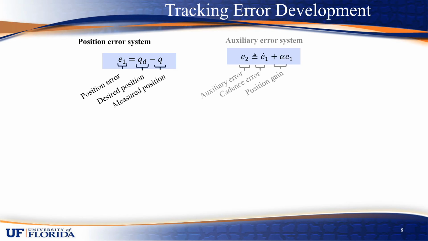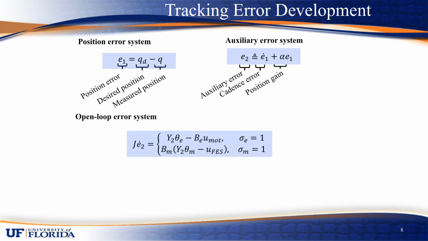This paper has two control objectives. The first is trajectory tracking, and the second is to estimate the unknown parameters of the system. The first control objective is achieved by defining a position error and an auxiliary error system. The position error is the desired position minus the measured position, and the auxiliary system is comprised of a cadence error and a position gain. Taking a derivative of the auxiliary system and substituting in the dynamics yields the shown open-loop error system, where the term Y2 is obtained from the shown equation.